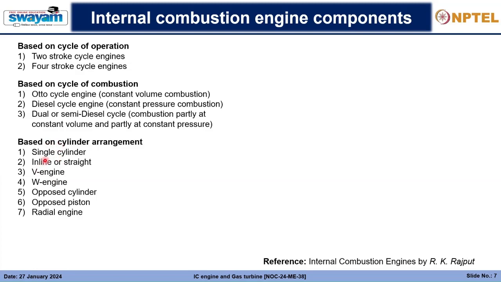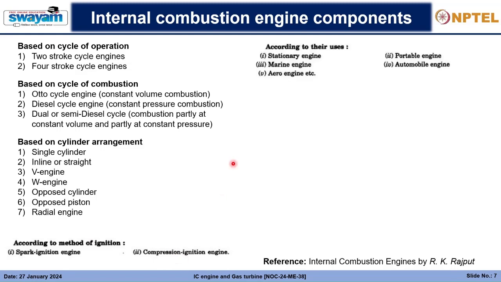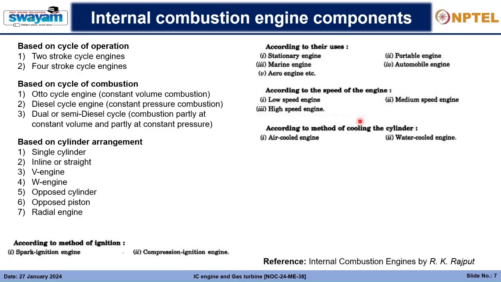And I have found quite interesting videos to demonstrate how each of these work, and how the cylinder arrangements make a big difference. Then, according to method of ignition, we know by now the spark ignition and the compression ignition engine. According to users, there are stationary, marine, aero engine, portable, automobile. According to the speed of the engine, low speed, medium speed or high speed. According to the method of cooling, air cooled and water cooled.